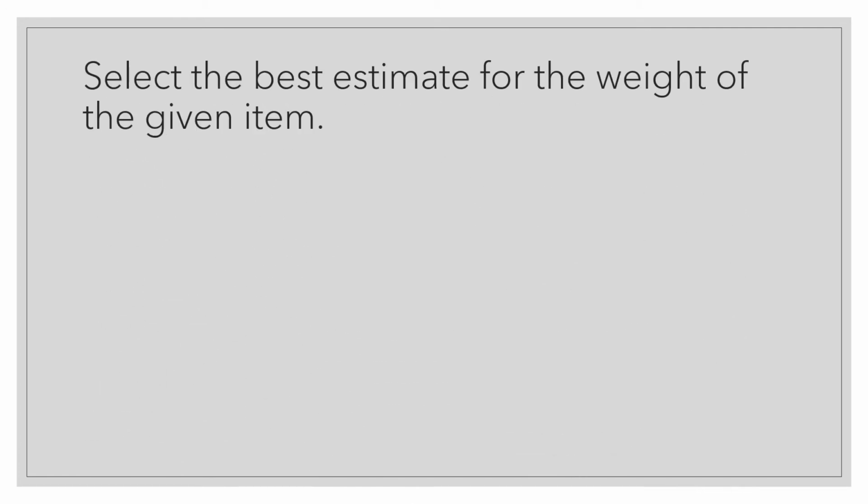Next. Select the best estimate for the weight of the given items. Number 1, a person's weight. What do you think is the correct answer? 65 kilograms, 65 grams, or 60 decigrams? Which is correct? Of course, letter A. A person's weight is about 65 kilograms.